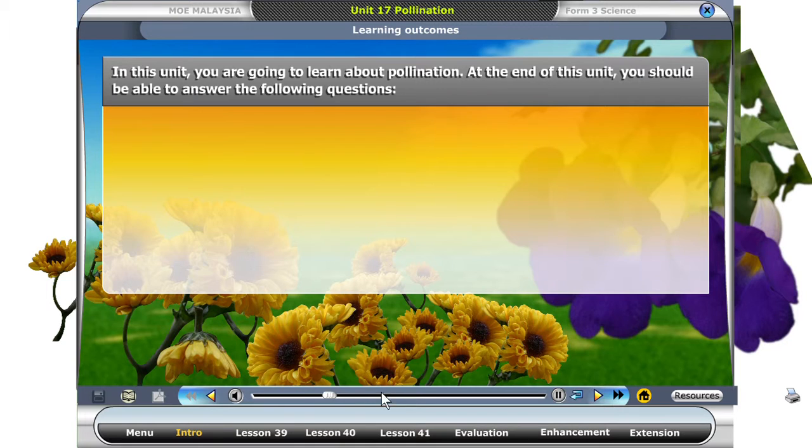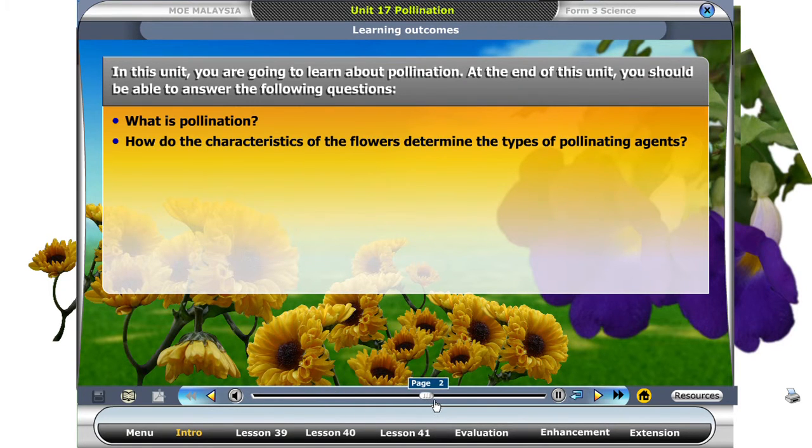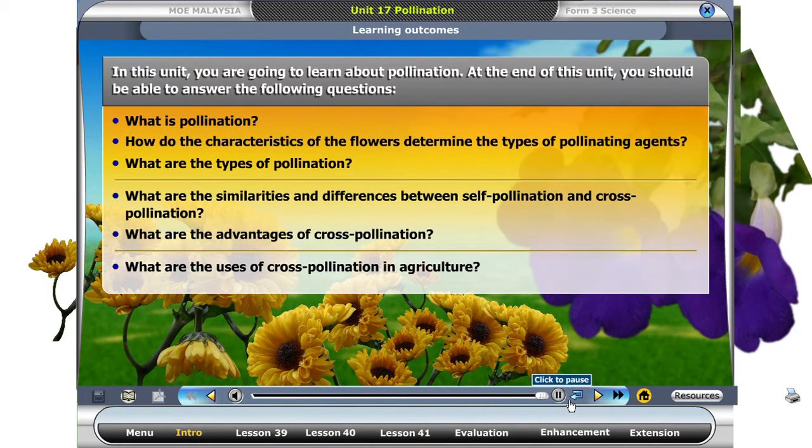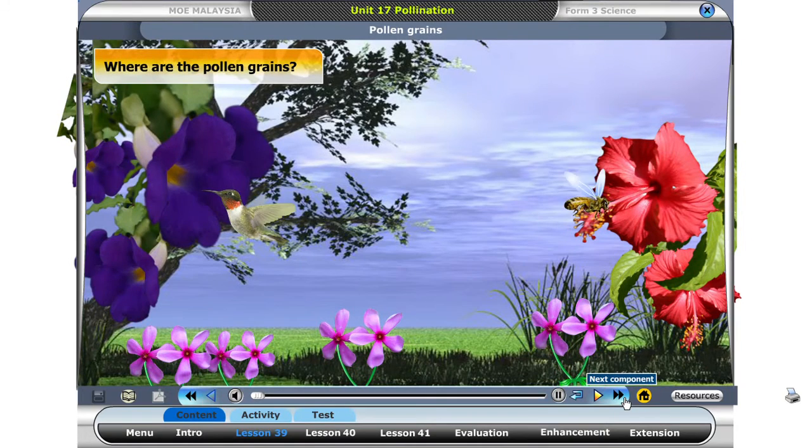In this unit, you are going to learn about pollination. Look at the pictures. Can you see the pollen grains? Pollen grains are found in the anther of a male flower. But now you can see pollen grains elsewhere too.